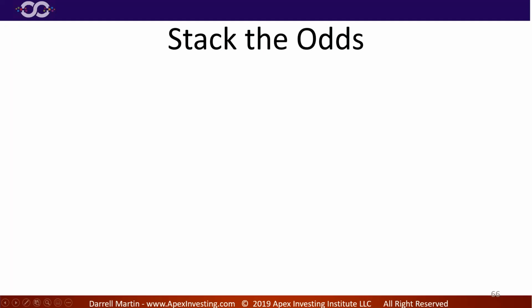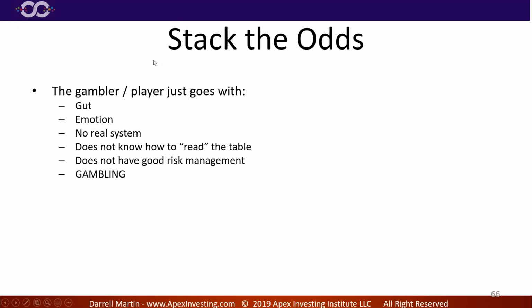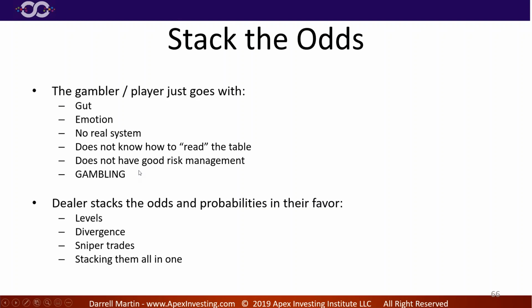So, we want to stack the odds. A gambler has gut emotion, no real system, doesn't know how to read the table, doesn't have good risk management. That's gambling. Or a dealer: they have levels, they have divergence, they're doing sniper trades. They're very focused. They're stacking them all in one, putting everything together to have the edge and the probabilities in their favor. And I think the results can speak for themselves.